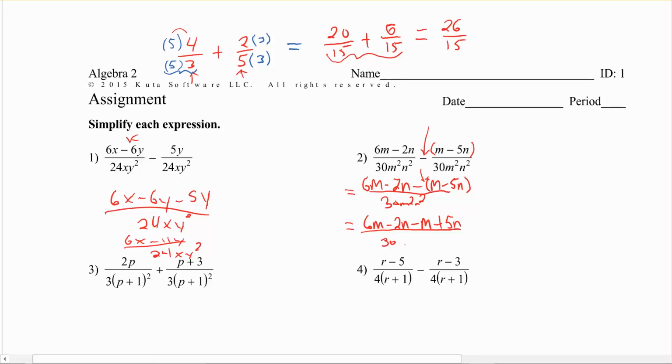But anyway, so 30m squared n squared. And then last thing we gotta do, we got some n's and some m's up top that we can just simplify. So let's just write that over here. That ends up being 5m, right? Just collecting like terms. 5m. And then we got a 5 here and a 2 there. That becomes 3. So plus 3n over 30m squared n squared.